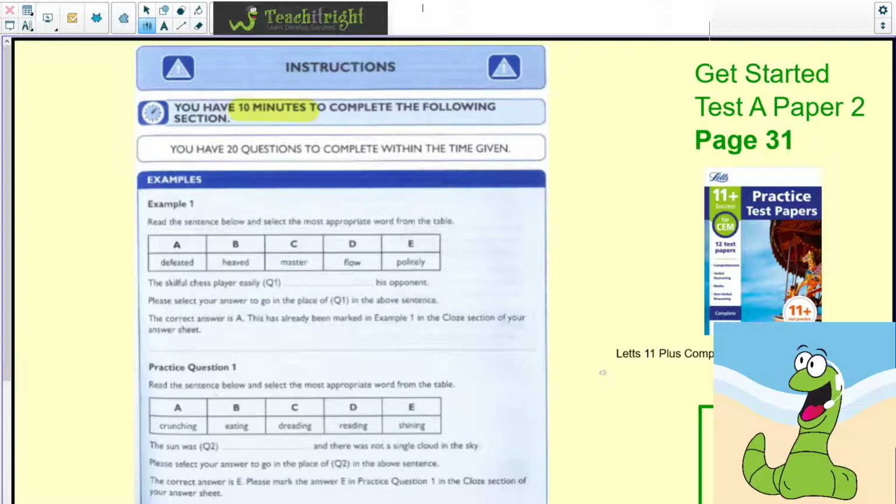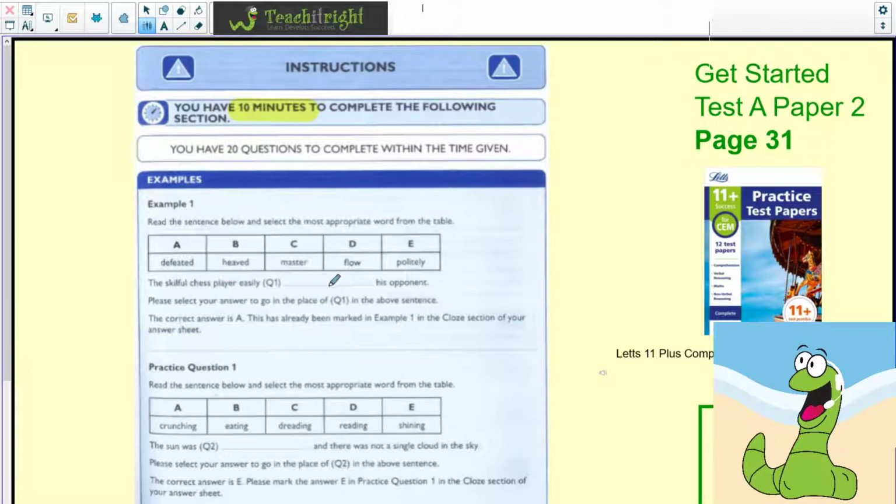So the first section is a close passage, and we're going to be having 10 minutes, and there's going to be 20 questions. It's actually split into 2 separate extracts that we're going to be doing, one on vitamin D and one on the Battle of Hastings. But before we jump into the actual questions, shall we just have a look at the example? So what do we need to do? Well, we've got to read the sentences below and select the most appropriate word from the table.